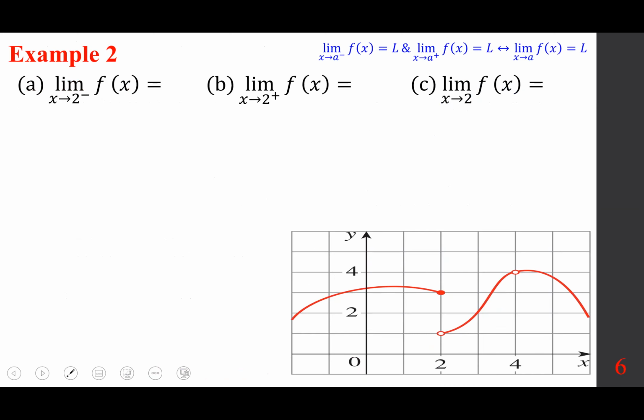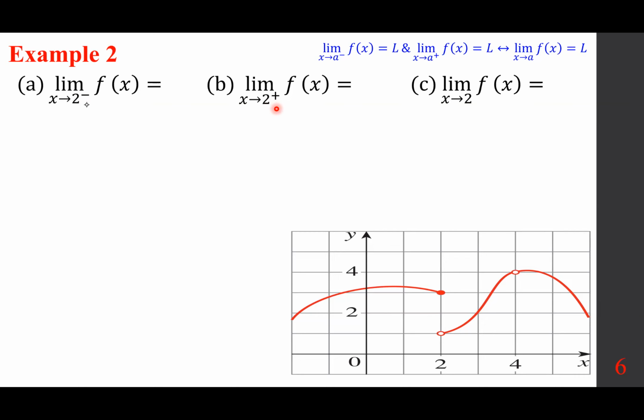All right, given the graph, we want to find the limit of f of x as x approaches 2, in which case we are going to look at a one-sided limit. So we're going to look at 2 from the left and 2 from the right. Please understand, examples of 2 from the left are like 1.9, 1.9999, very close to 2. Examples of 2 from the right are like 2.1 or 2.00001, very close to 2, but from the right.